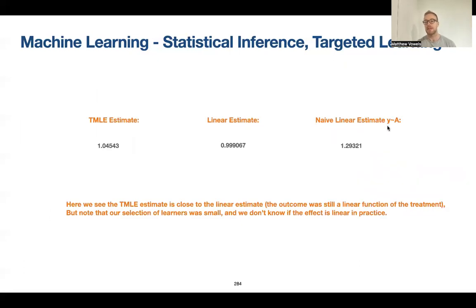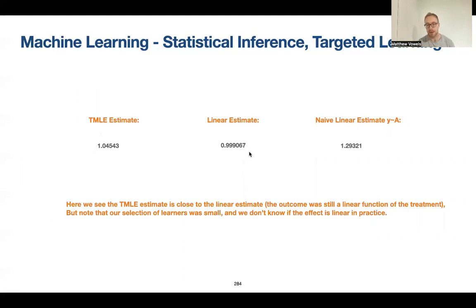And then the naive linear estimate, which is not using any confounders, was just Y tilde A. So this is the worst sort of model. It's both functionally potentially misspecified because it's totally linear, and it's structurally misspecified because it doesn't include the correct control variables, and this is 1.3. So this is the furthest away. And so here we see the TMLE estimate is close to the linear estimate. These aren't too far off.